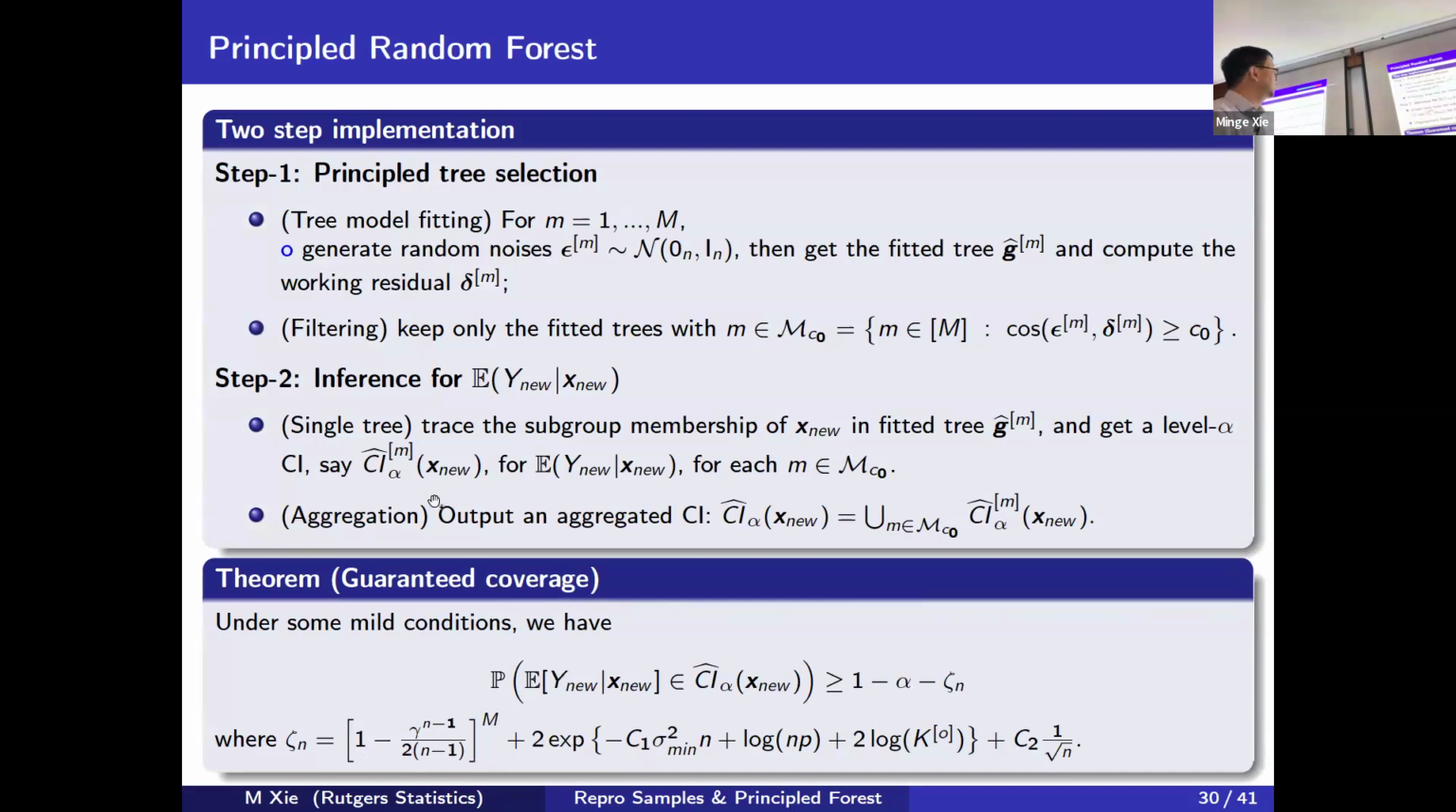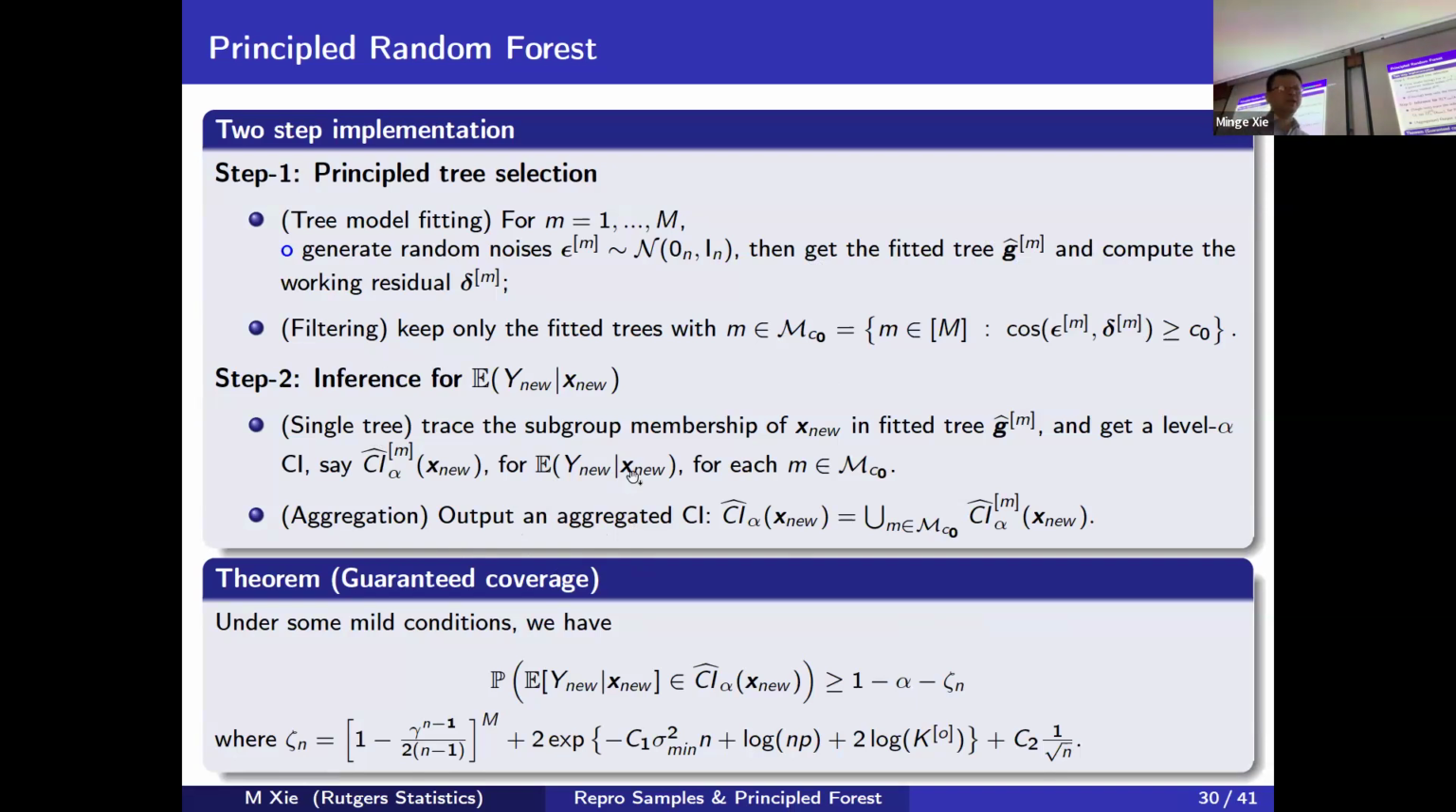So the principled tree selection is that I get a tree and then I generate noise. The noise is probably not necessarily normal, but I still use normal to generate it, and I can get the tree fitted and also the working residue. And I screen: if the angle between the working residue and the generated epsilon noise is small, I keep it. Otherwise, I throw it away. And for each single tree, I can get confidence intervals for this target quantity.